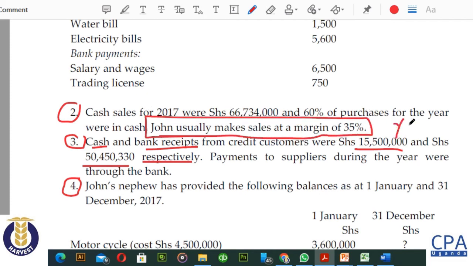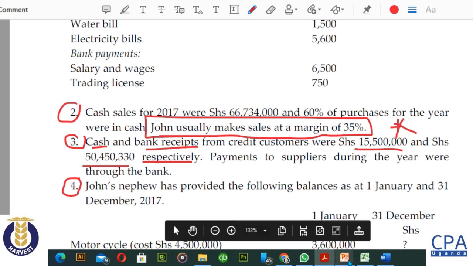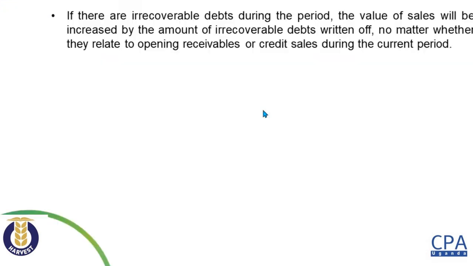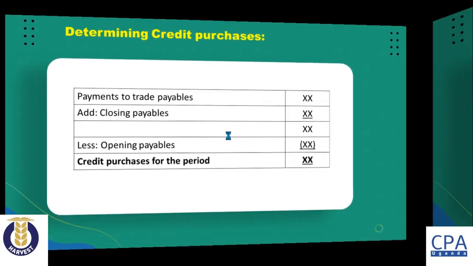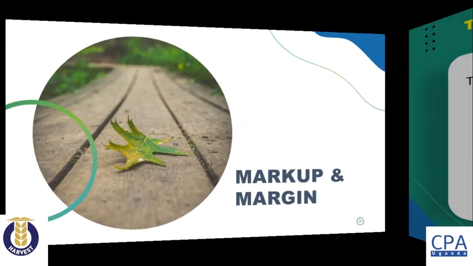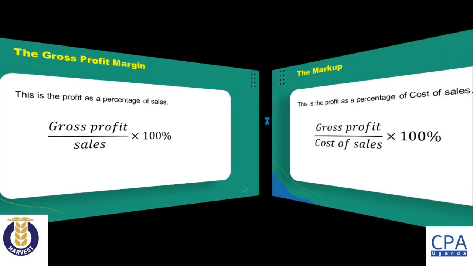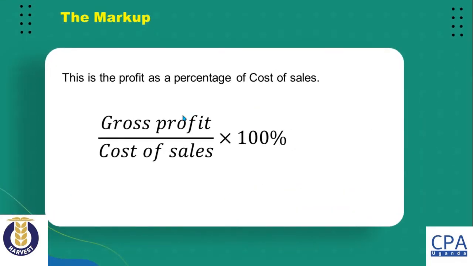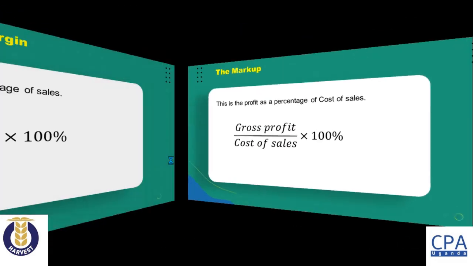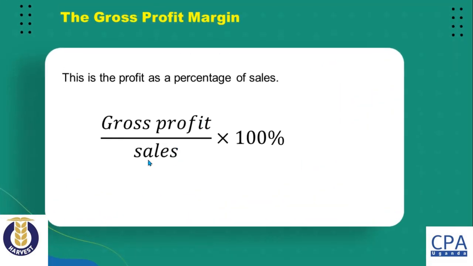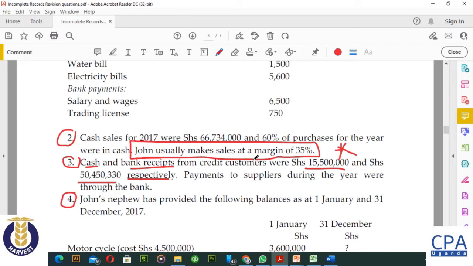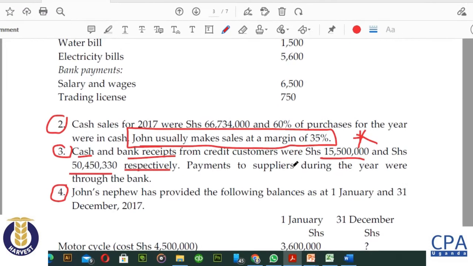So you remember in the presentation I made, I think I can still take you back here. I talked about the markup before coming to this. I talked about the margin and the markup. We said that the markup is the gross profit as a percentage of cost of sales, and we also say that the margin is the gross profit as a percentage of sales. So good enough, the question has given us in note number 2. We are told that the margin is 35%.